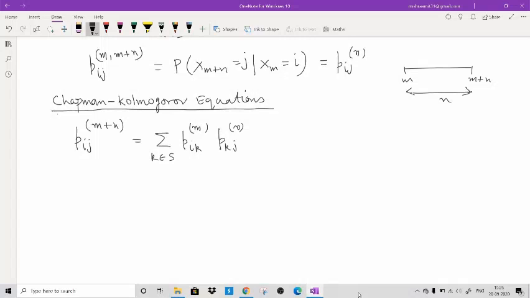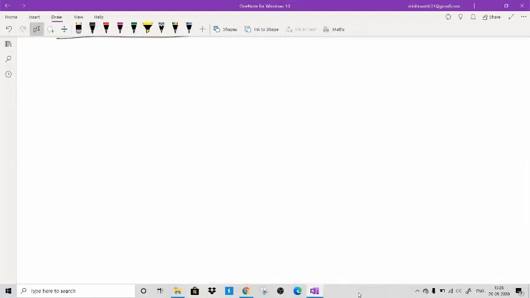So these are very useful, and they also have a very simplified version. If I find a matrix P, which we will call the transition probability matrix, okay, so what we are going to do here is define a probability matrix.